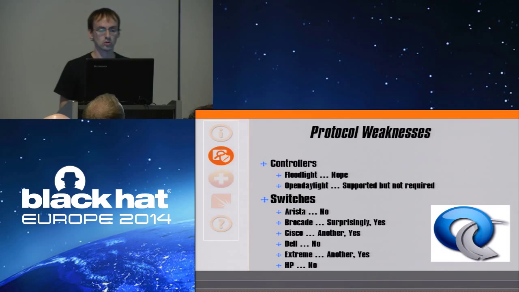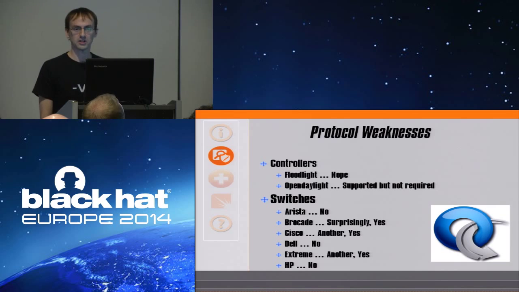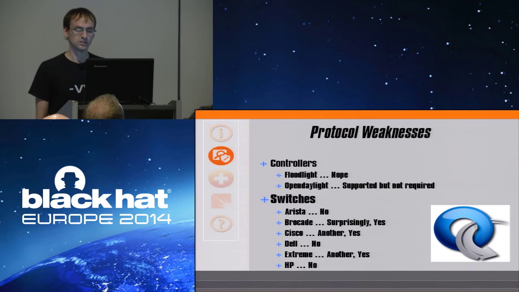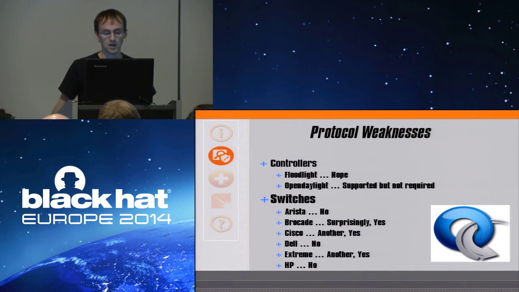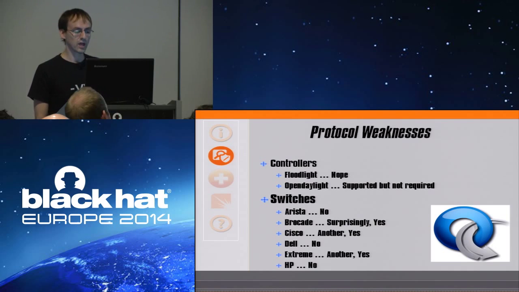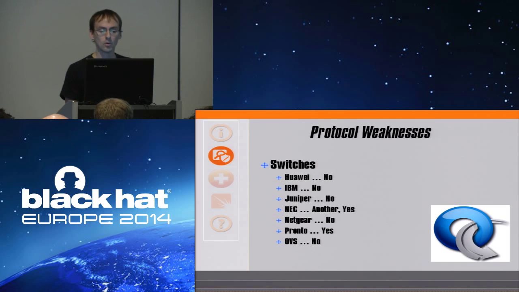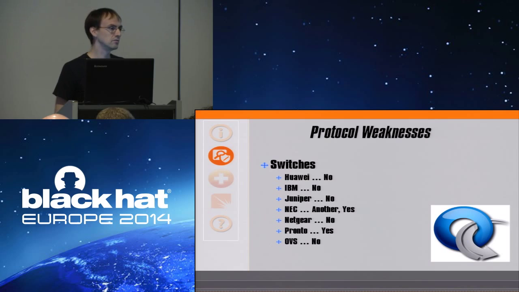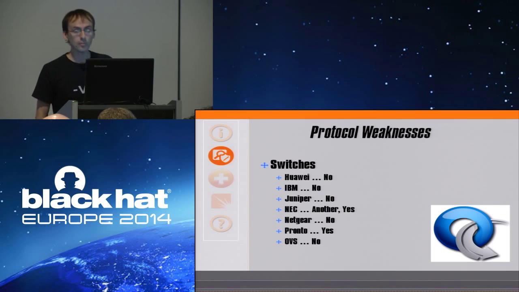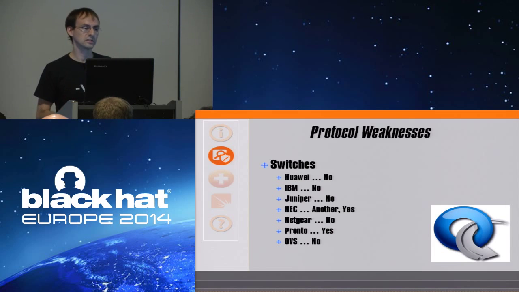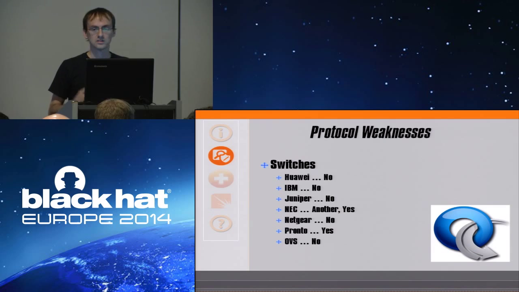Controllers. First off, Floodlight has no support for TLS. In fact, I don't believe they even have plans for it. OpenDaylight supports it but doesn't require it. This looks bad, but it gets worse. If you look at the switches, Arista no, Dell no, HP no. Some yeses: Brocade, Cisco, Extreme. What we find is there are more no's than yes's. Even if you want TLS, you might have a hard time getting that nice match between a controller that supports TLS and an endpoint that supports TLS.